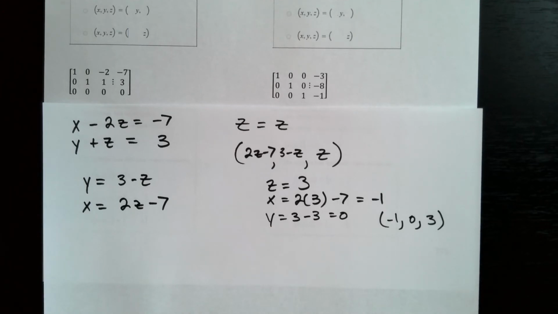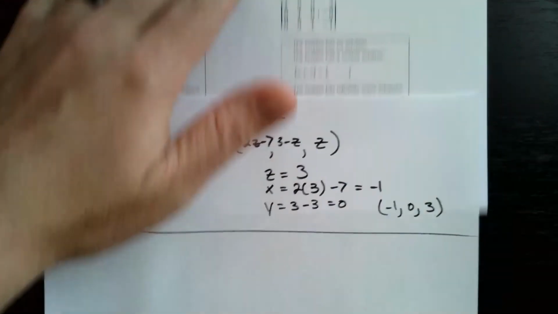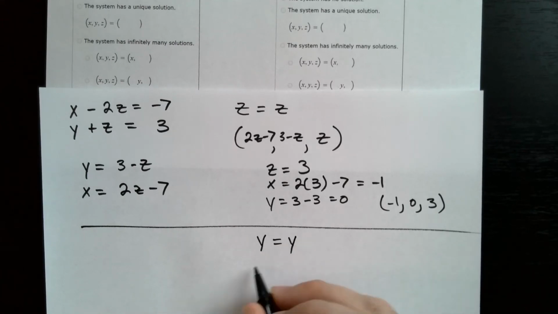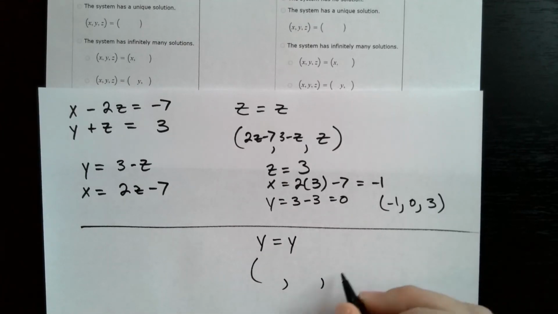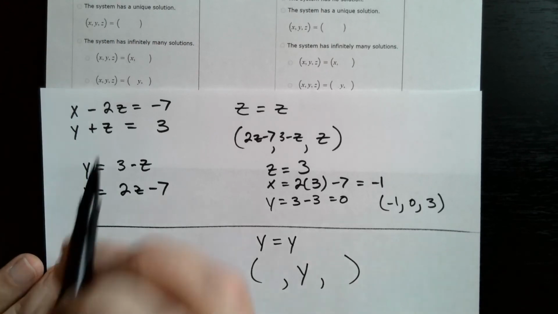Okay, the other way of doing this is to put everything in terms of y. Okay, so if we put everything in terms of y, we'd have y is equal to y. Okay, so that would be written like this. We just put a y in the middle. Okay, and then we need to put the other two things in terms of y, right?